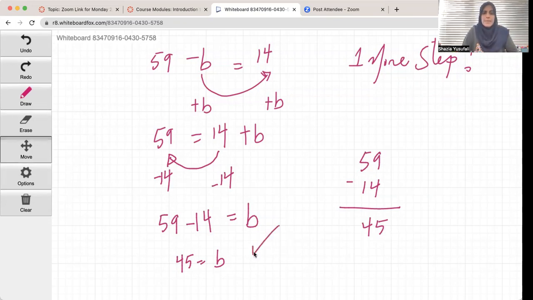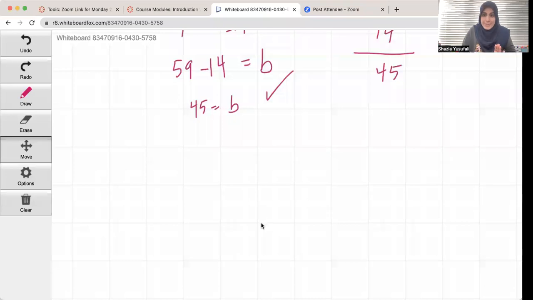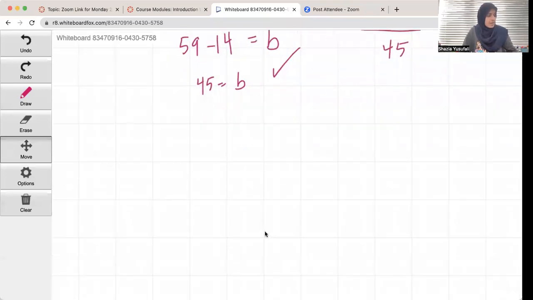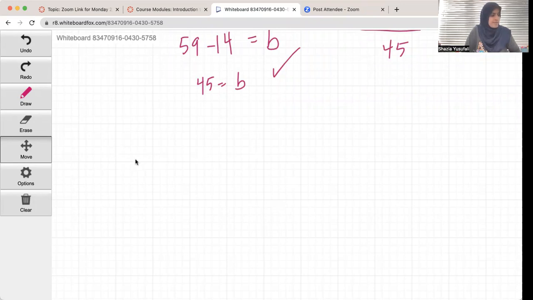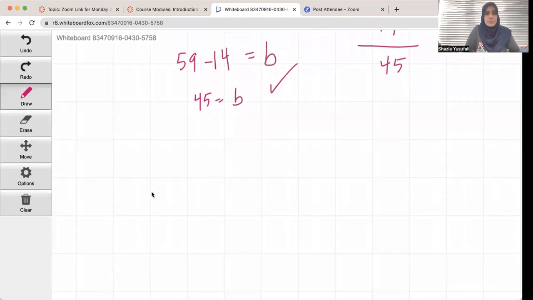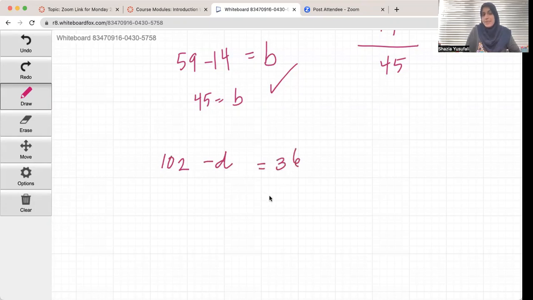Let's try this one more time just to make sure, are we really getting this right? I'm trying to find a good number to work with. Let's see, if I were to say 102 minus D equals 36. Okay, let's see. We move the D first, keeping everything positive. So plus D, 102 equals 36 plus D. Ooh, I like everything being positive.